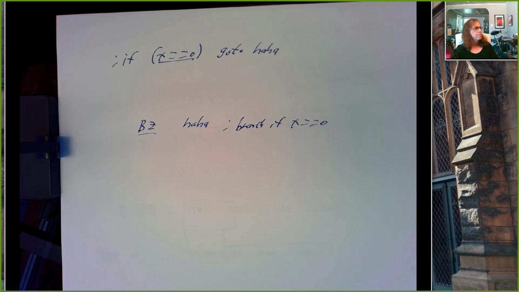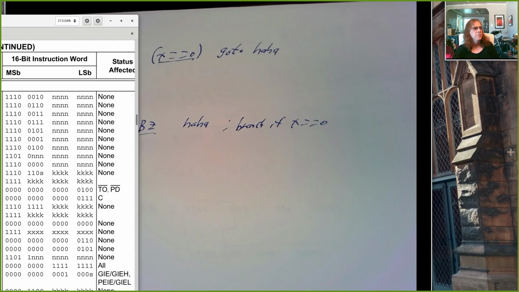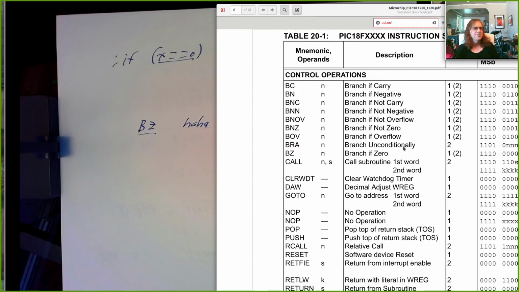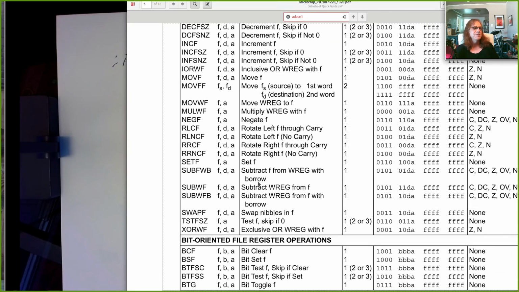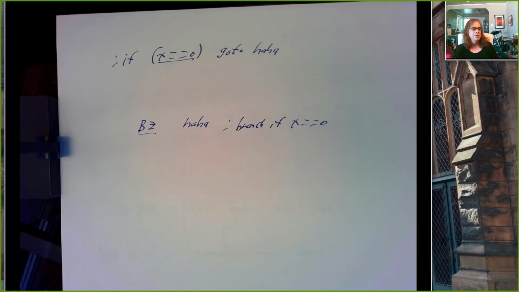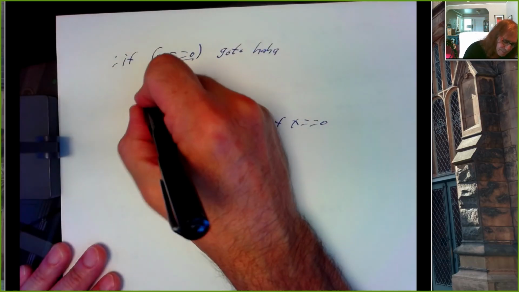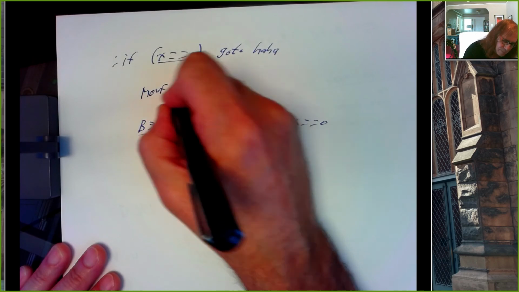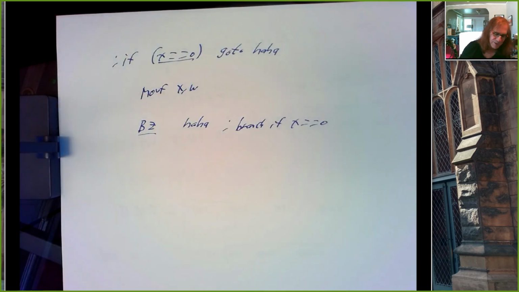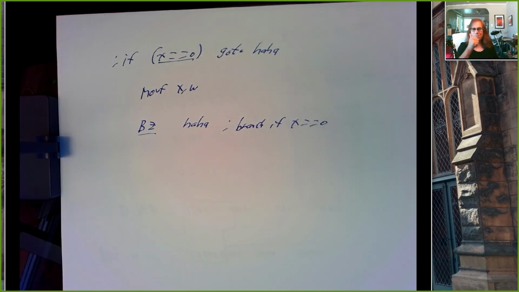You could just move x into reg. Wouldn't that still evaluate to 0, if x is 0? So let's look at this. Let's look at the MOVF instruction. So MOVF updates 2 bits, 0 and negative. So yeah, we could MOVF x into the W register, and that will update the 0 bit.